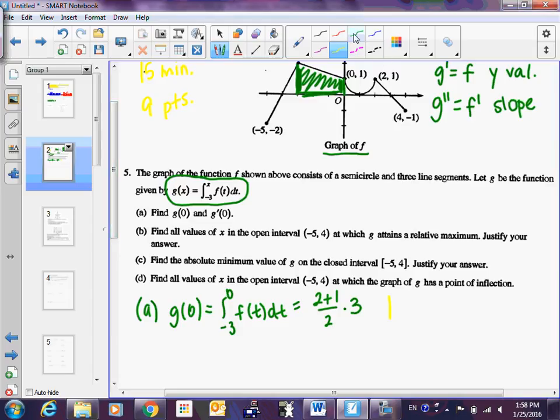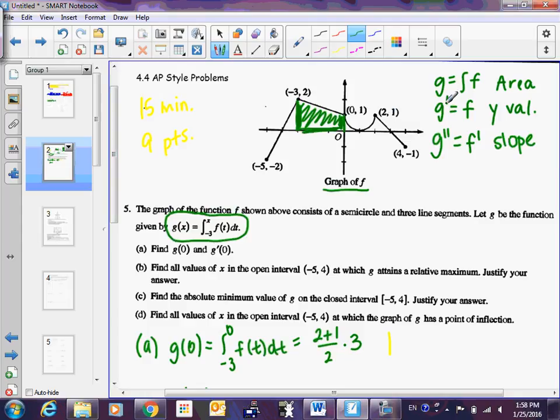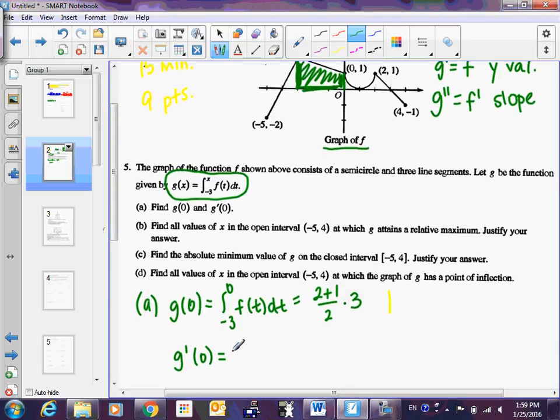Okay, so now we're going to do the second part of part A, which is finding g prime of 0. This is where the legend is mostly helpful. If I go back up here, g prime is the same as f, which is the y value. So what they're asking when they say, what is g prime of 0, is, what is f of 0? Or in other words, what is the y value when x equals 0? So what do you guys think? 1. And that got you another point. So 2 points for part A.